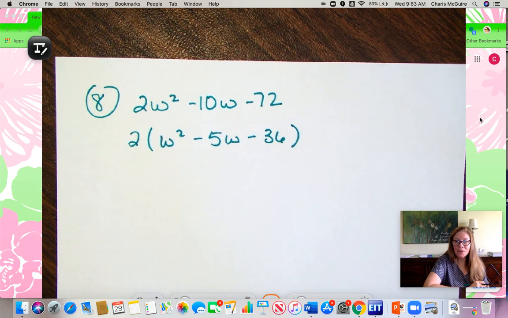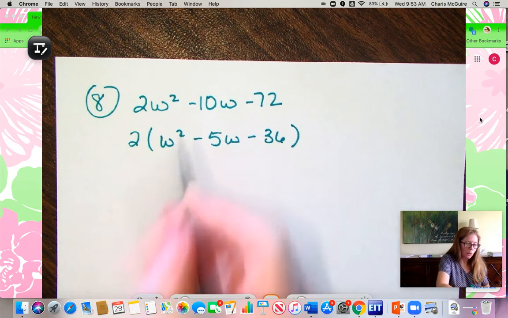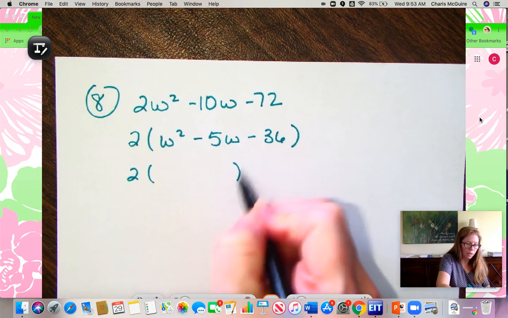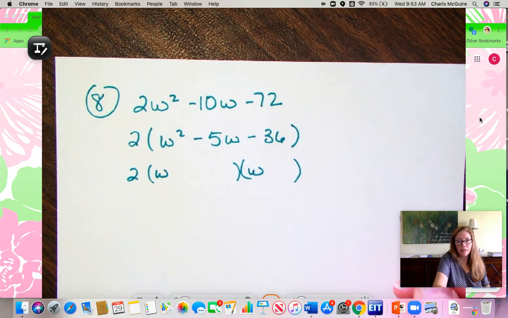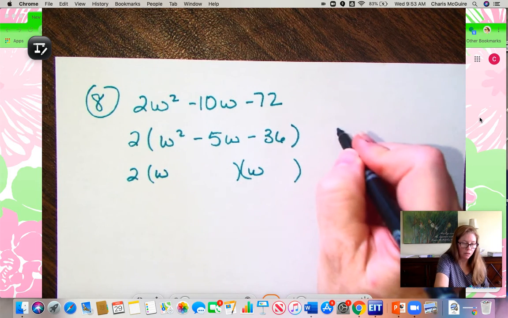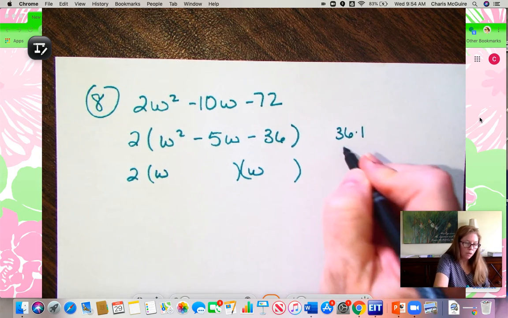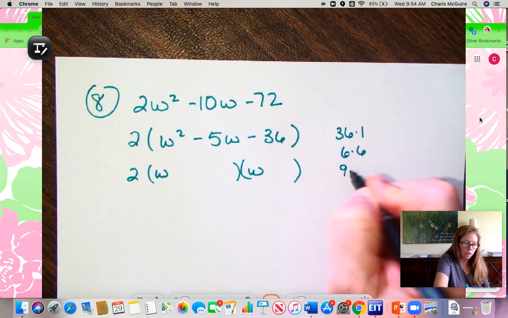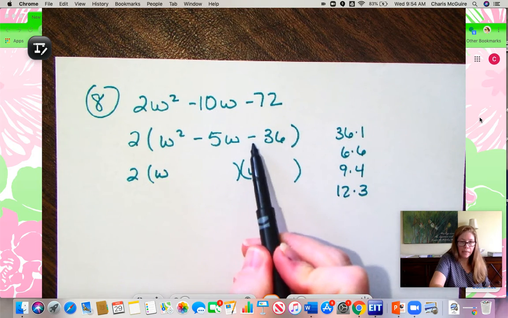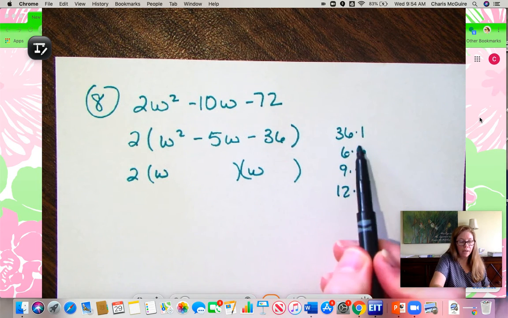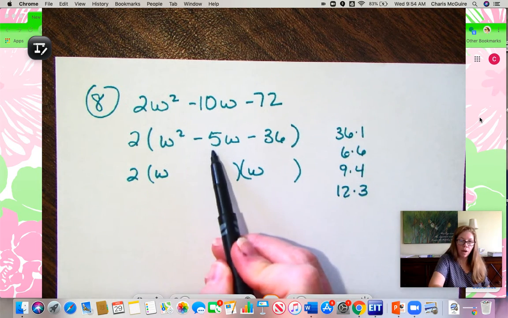All right, let's get to work on that trinomial. So we've got the 2, the double parentheses, w times w. Now 36, there's a lot of different ways to make a 36. We could do 36 times 1. We can do 6 times 6. We can do 9 times 4, 12 times 3. We have a negative here, which means we're subtracting these. So we're trying to make a 5.